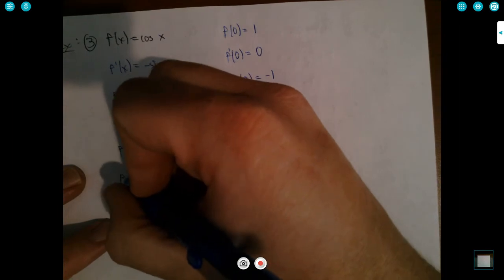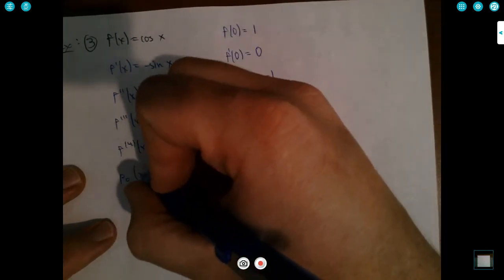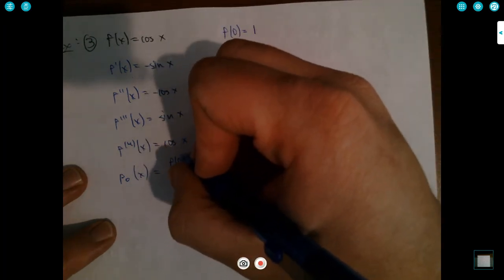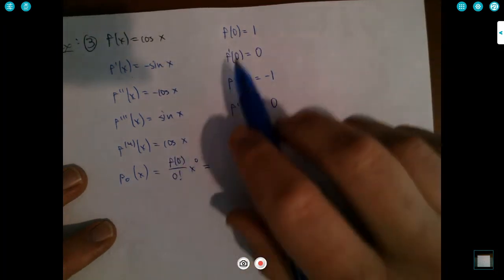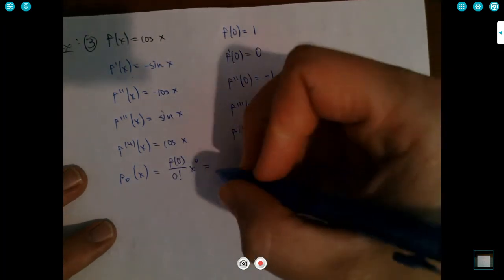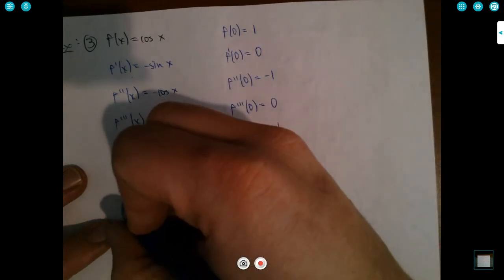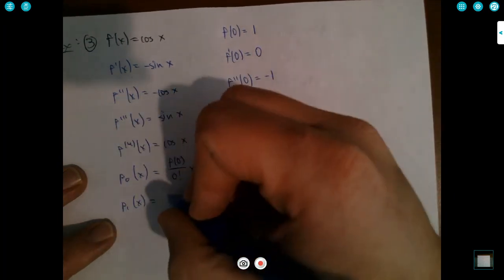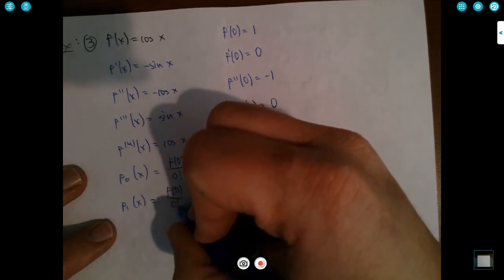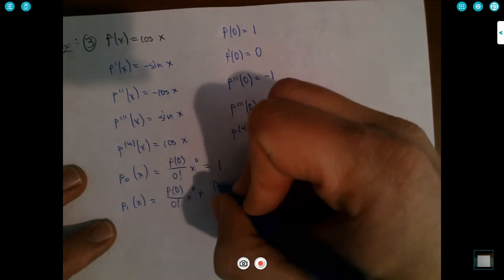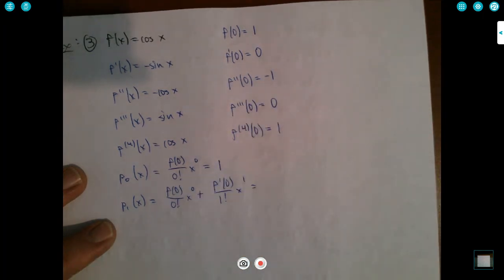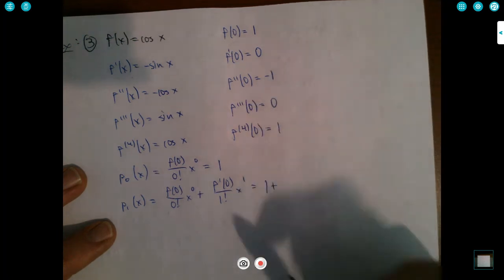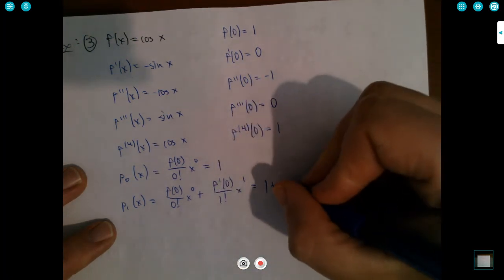So the 0th order Maclaurin polynomial is going to be f of 0 over 0 factorial x to the 0. And that's going to be f of 0 is 1, 0 factorial is 1, x to the 0 is 1. So that's just 1. The first order Maclaurin polynomial is going to be f of 0 over 0 factorial x to the 0 plus f prime of 0 over 1 factorial times x to the first. That's going to be 1 plus, well, f prime of 0 is 0, so this one's going to be 0.